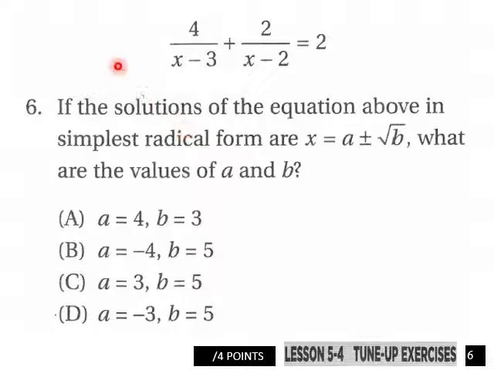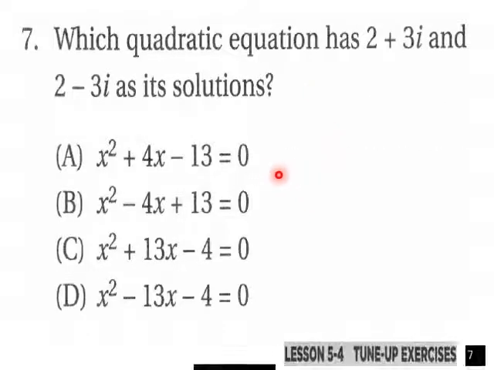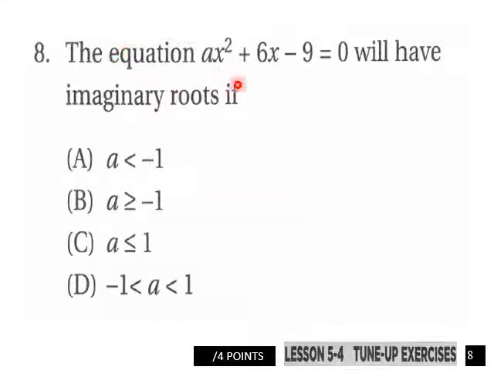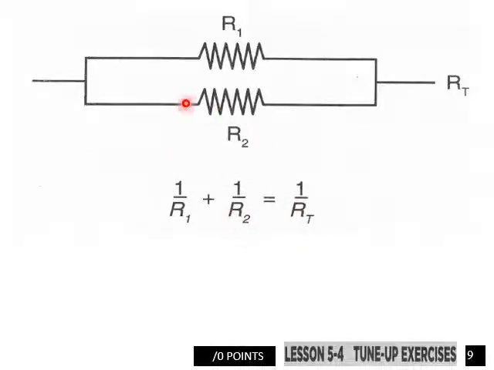And then number six, here you have the situation here. If the solutions of the equation above in the simplest radical form are x equals a plus or minus square root of b, what are the values of a and b up here? Number seven, which quadratic equation has 2 plus 3i and 2 minus 3i as its solutions here? And then number eight, the equation here will have the imaginary roots of an s for you to factor down and find out.